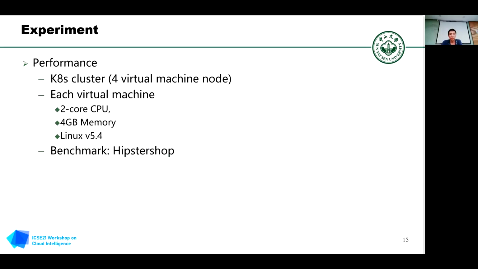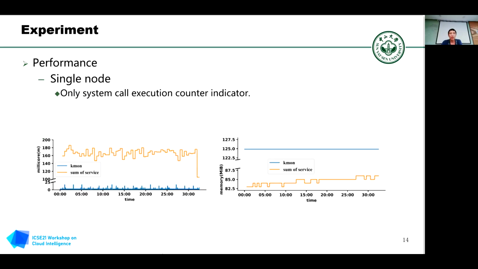Our experiment used 4 Linux virtual machines with Linux kernel version 5.4 to make our Kubernetes cluster. We used Hipster Shop, a cloud-native microservice application demo from Google, as the benchmark. In the first experiment, a Kmon node is run on a host with the exporter disabled, so we can focus on the indicator monitoring performance. The CPU usage is negligible.